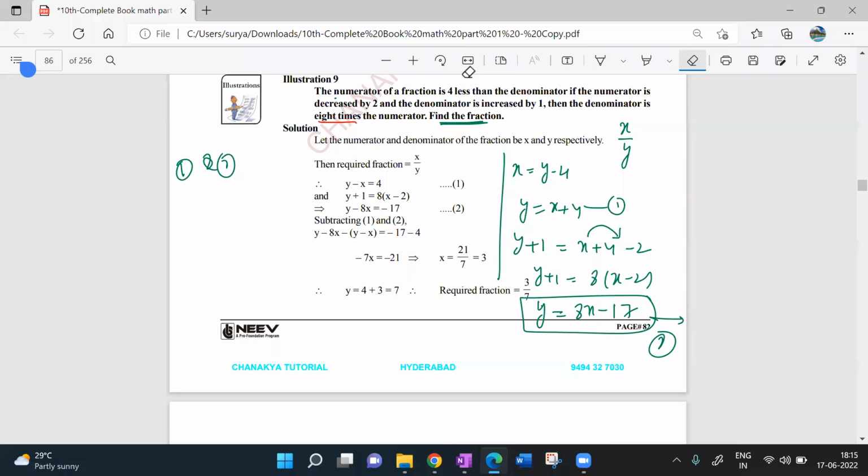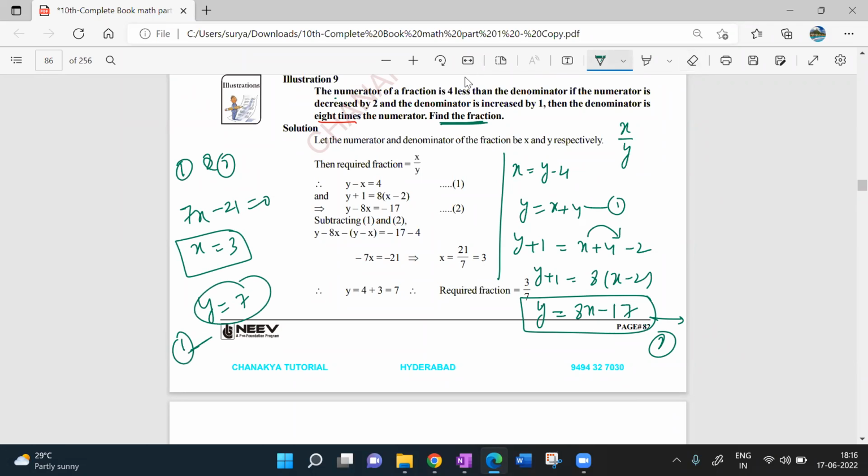Or else we will do one thing. We will do 2 minus 1. 2 minus 1 is nothing but 7x minus 21 is equal to 0. x is equal to 3. Am I correct? x is equal to 3. If x is equal to 3, what is the y value? 7, from the first equation. So now what is the required fraction? 3 by 7 is my required fraction.